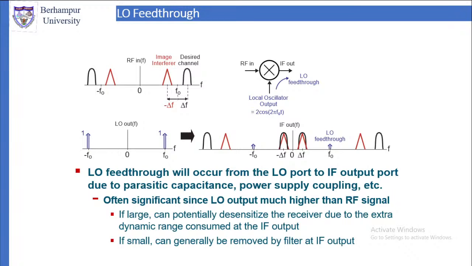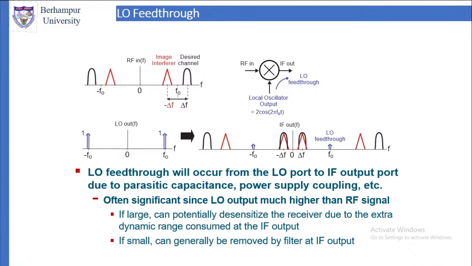So LO feed through will occur from the LO port, the local oscillator port, to the IF output port. Why will this occur? Because of the parasitic capacitances, power supply coupling, etc. present in the circuit. Through those parasitic capacitances, it will be fed through to the output. This is usually significant if the LO output is much higher than the RF signal. Otherwise, it will be suppressed. But if it is very high compared to the RF signal, then it will be significant.